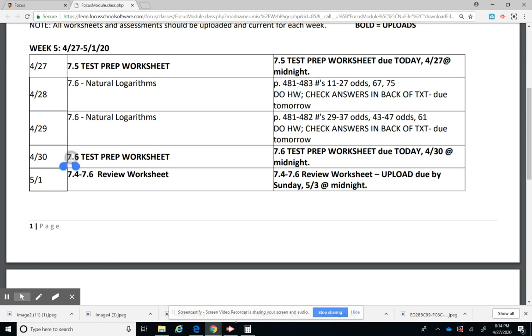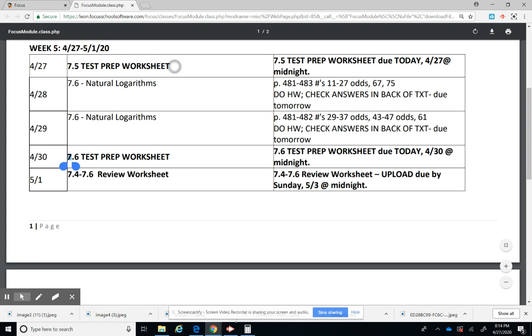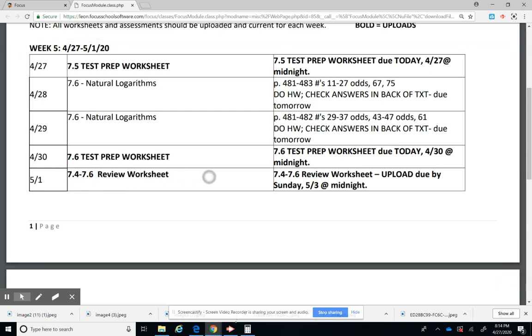Then on Thursday, as you notice, we try to give you a little bit of a break and let you just do a worksheet on Monday. That way it wasn't so stressful. And then Thursday, just do a worksheet and upload it by midnight Thursday night. And then on Friday, you're going to do the review sheet, 7-4, 7-5, 7-6. On Friday, I'm going to do a review session in the morning at 11 o'clock.